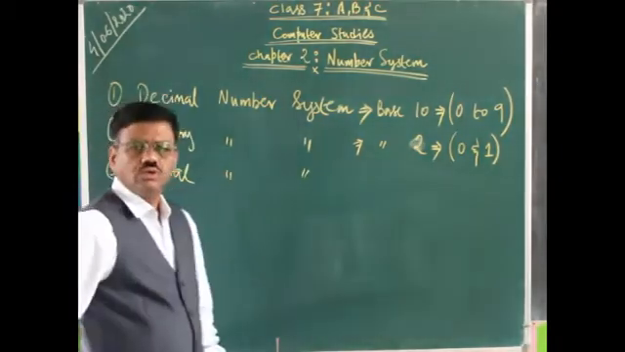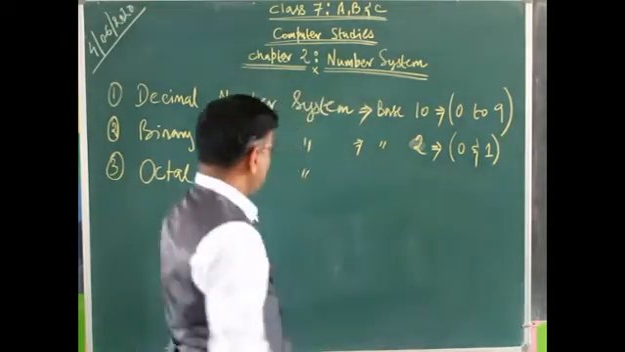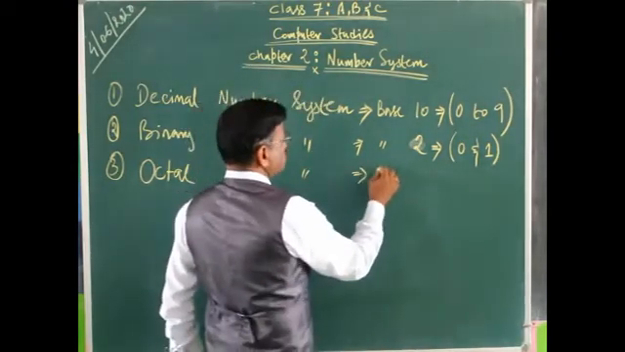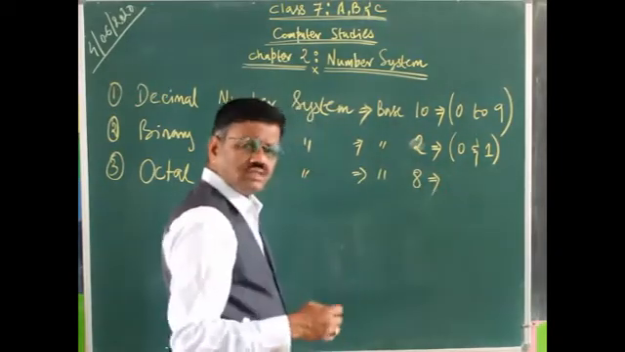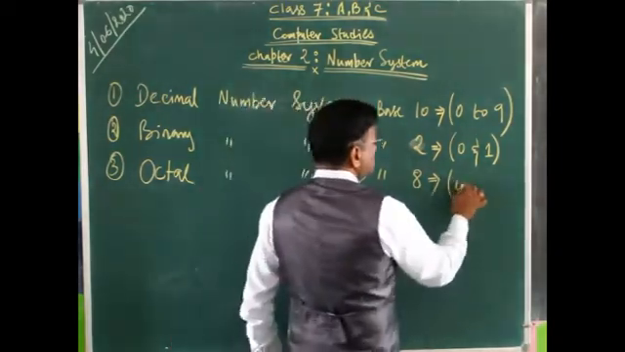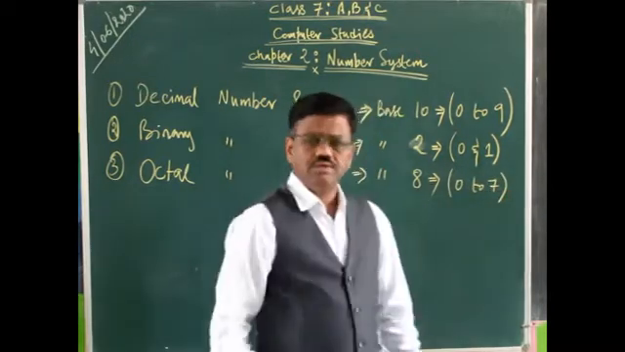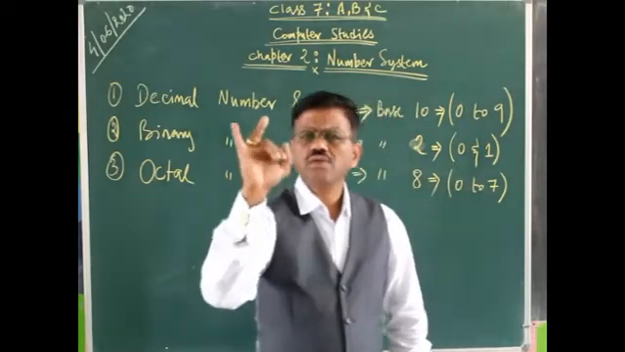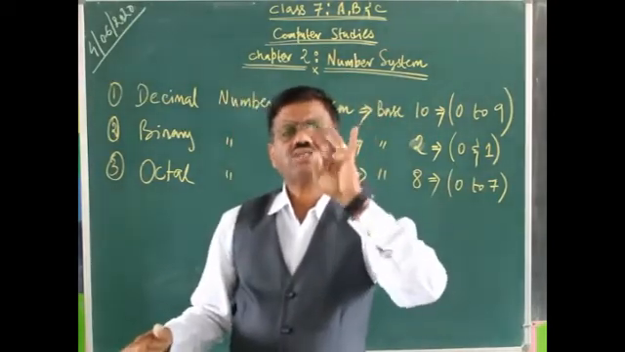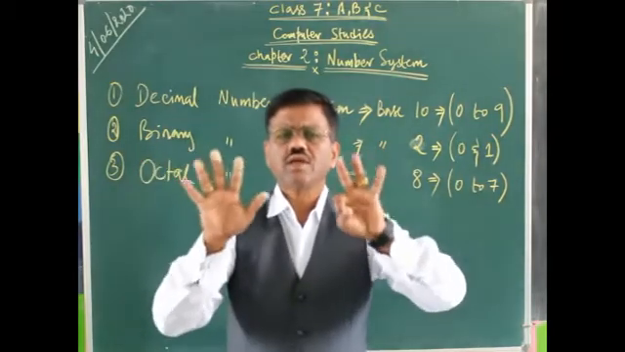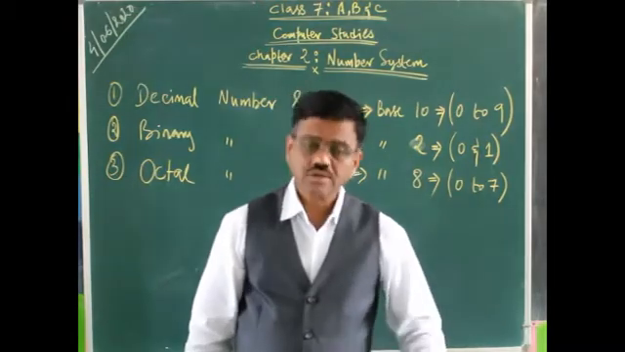We have the third number system, which is known as the octal number system. As you all know, octal means 8. The base would be 8. Why do we call the base 8? Because we are going to use 8 digits. What are they? 0, 1, 2, 3, 4, 5, 6 and 7. 0 to 7, we use 8 numbers. That's why the base is 8.